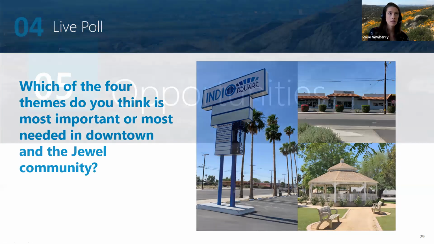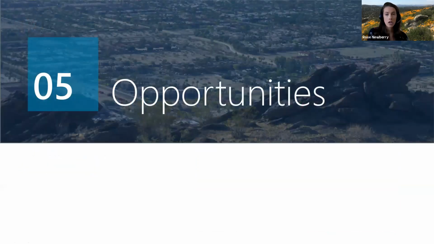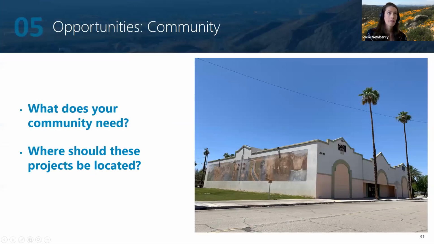Go to the next slide. Now we're just going to talk about some opportunities in the area and start writing down some ideas that we can include in the plan. So things that we should think about, and at the end of this, we're going to go to mapping. So we're going to think about where these things should go, but I just kind of want to refresh everyone's mind. What does the community need? Kind of where should it go?